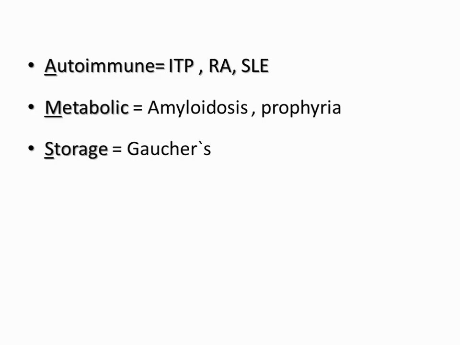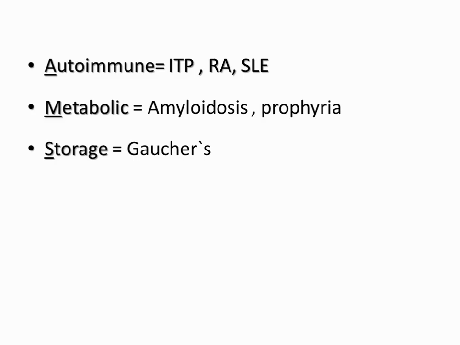M is for metabolic: amyloidosis and porphyria. Amyloid material is deposited in the spleen, leading to its enlargement, while porphyria is an inborn error of hemoglobin synthesis. As we said in the last lecture, one of the functions of the spleen is recycling of iron and destruction of old RBCs. So inborn errors of hemoglobin metabolism lead to enlargement of the spleen.